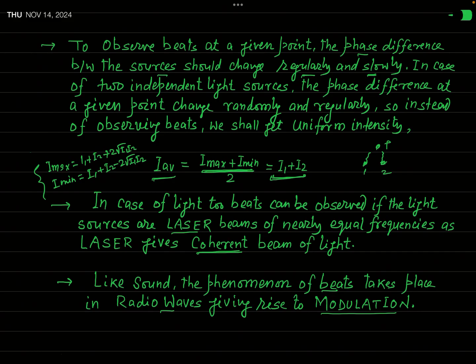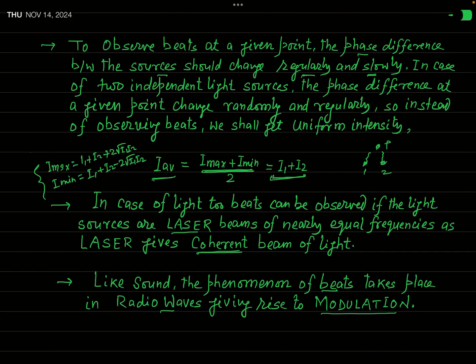So what is this beat? I think now you have understood. This is simply the alternate, periodic variation of intensity at a given position. Mark it, beats will occur at a particular point. The intensity here does not vary with position. At the same position intensity varies with time.